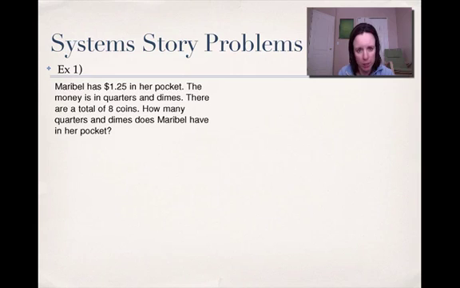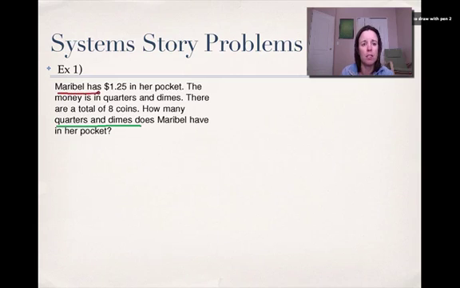Some important information: this question, how many quarters and dimes does she have? That's going to help us set up what our variables need to stand for. Our variables are going to need to stand for the number of quarters and the number of dimes, because that's what I'm looking for. The next thing to think about is that because it's a system, I'm going to have 2 equations.